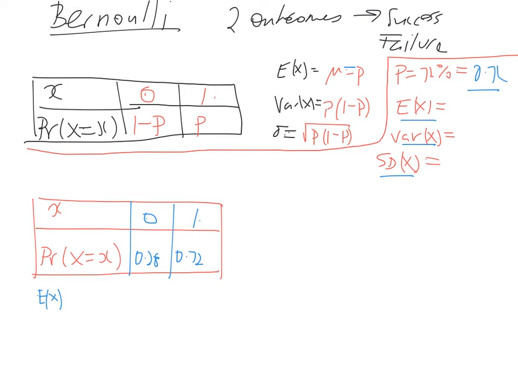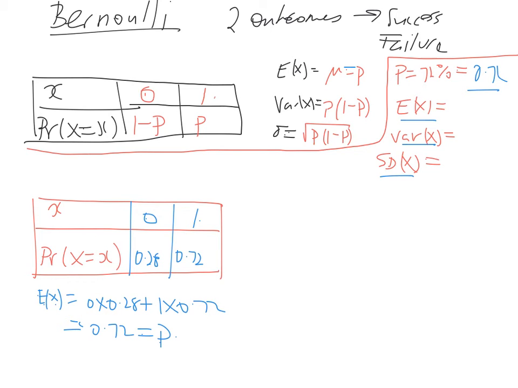If we're trying to find the expected value, you would normally multiply these two and these two and then add it up. So if we do that, we'll have 0 times 0.28 plus 1 times 0.72. As a result, we end up with 0.72, which is also the same as P. So that's why we say those two are equal.